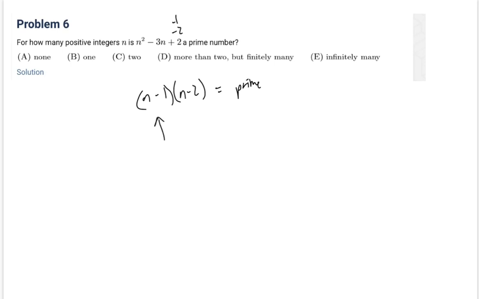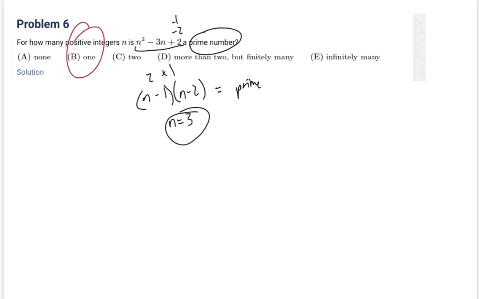So if n is a positive integer, then from out of these two, one would be even and one would be odd, right? And so if you multiply these two, it will have to be an even number. But for it to be a prime number, it can only possibly be 2. And since n is a positive integer, the only possible answer is that n equals 3, so that this is 2 times 1. So there is only one positive integer where n squared minus 3n plus 2 is a prime number. Therefore, the answer is B, 1.